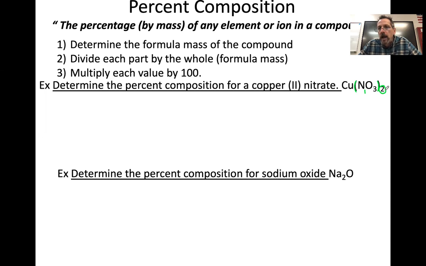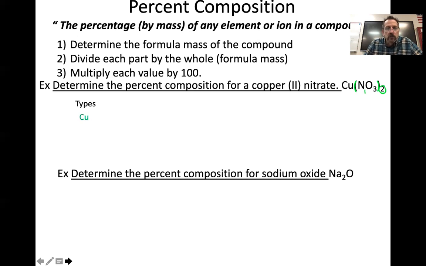So the 2 does not apply to the Cu or the copper at all. All right, so let's break down the strategy again. What we want to do is get the formula mass for the entire compound first, the whole amount of mass.